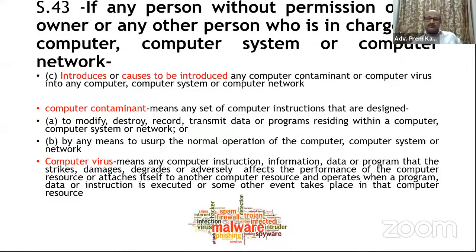So I have used some terms. It could be malware, ransomware, virus, worms. All these things come within the term of computer contaminant. And anybody who does these with the dishonest and fraudulent intention without the permission of the owner or the person who is in charge of the computer system or computer network commits a crime under 43C.